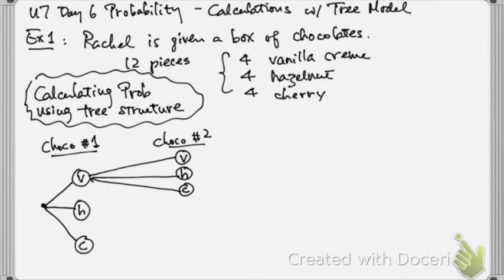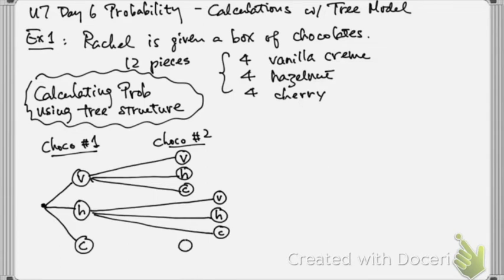Okay, and similarly, if the first choice she picked was a hazelnut, then she can also end up with a V, an H, or C in her second choice, right? And similarly, if her first choice ends up to be a cherry, then she can also choose a V and an H or C in the second choice. So I'm going to represent another 3 branches here. And on each of the branches, I'm going to label the probability of her choosing that particular flavor.